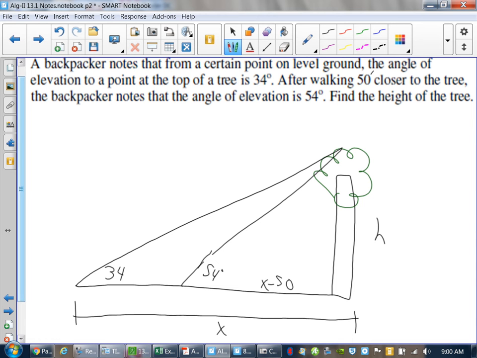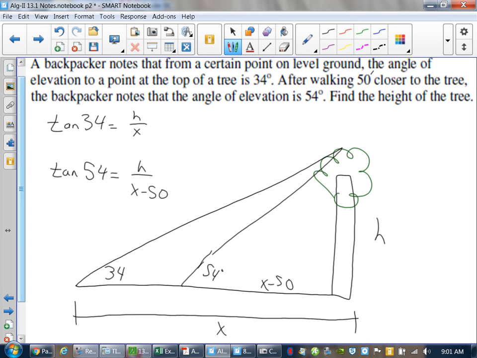Look at the original equation. If I look at my original angle of elevation, it would be the tangent of 34 is your height over your distance. You okay with that? So the tangent of 34 is your height over distance. If I do the other triangle, the tangent of 54 is your height over your distance.